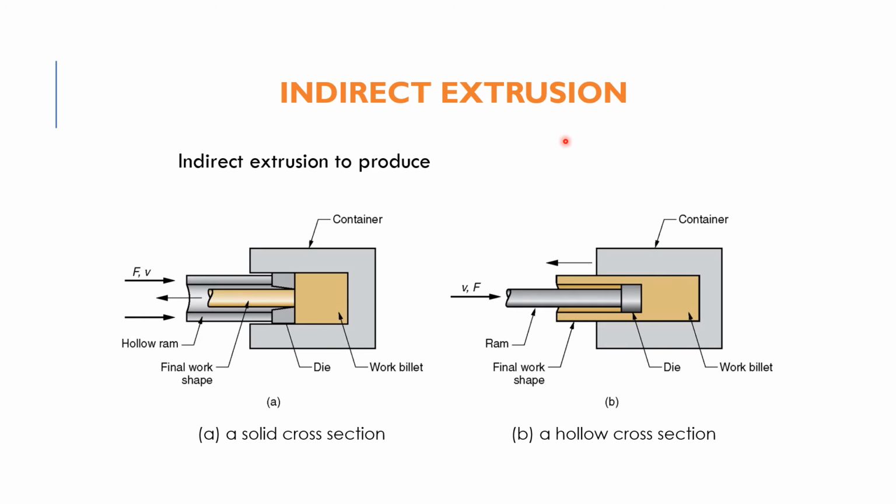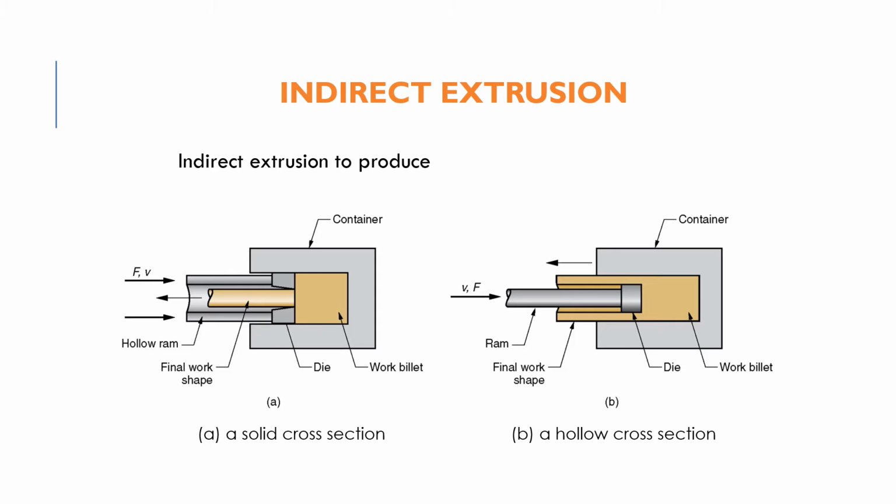Indirect extrusion is used to produce a solid cross section and also a hollow cross section product. If you can see, the difference will be the direction of the work material that is coming out. It will be inverse of the direction of the force. Once you give the force over here, the product will come out in the center here. And as for the hollow part, it will be like this one.